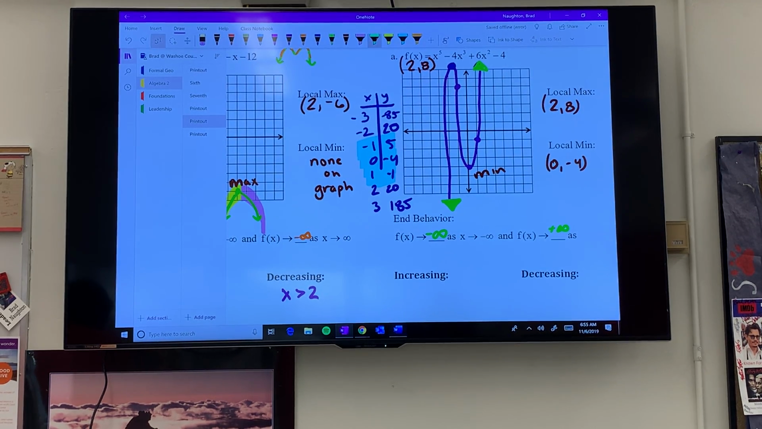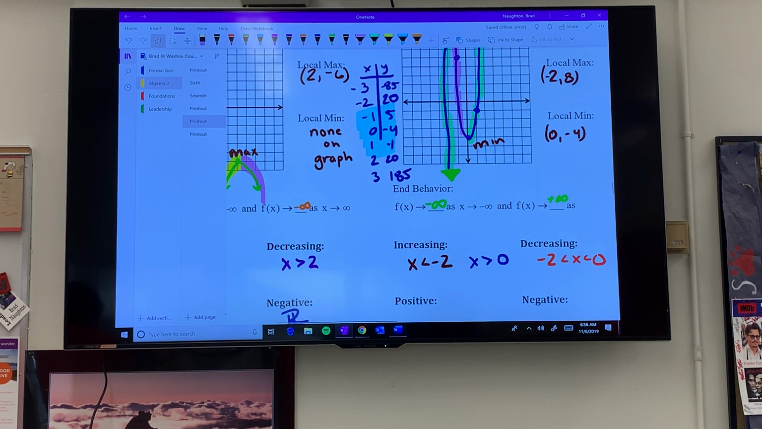Now increasing. So let's go and do increasing. So clearly I'm going up, going up, going up, going up, until we get to about -2. Thank you for fixing that. So it's gonna be x is less than -2. And then it's also increasing from 0 up to wherever here. So we're gonna say x is greater than 0. Decreasing is gonna be this in-between part right here. So that decreasing number is going to be from -2 to 0.